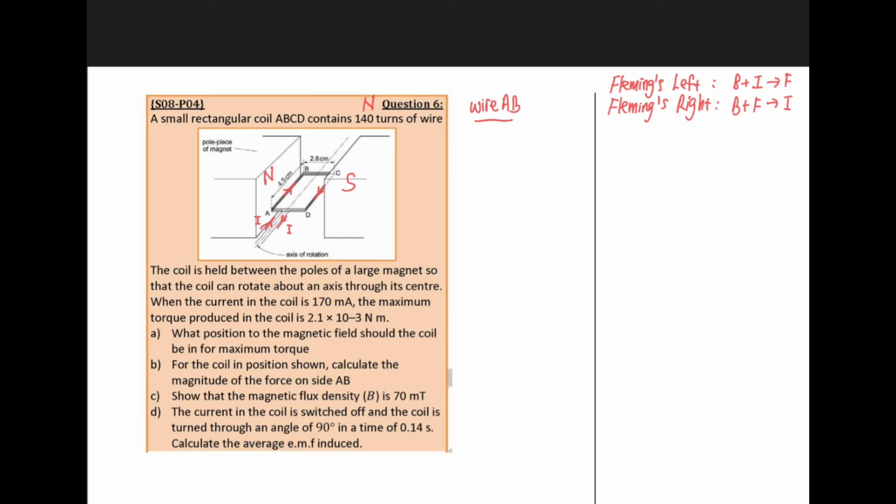Okay, so Fleming left hand rule. Okay, I consider two parts because I have wire AB. And I have wire CD. So I have to consider them separately because the current flows in different directions. So I have wire CD.